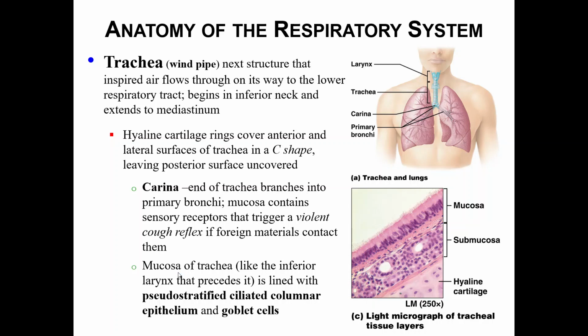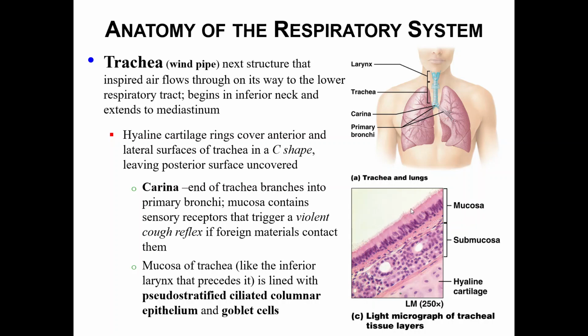Now, the mucosa of the trachea is basically continuous from the inferior larynx. We have pseudostratified ciliated columnar epithelial. We've got a bunch of goblet cells here since this is mucosal tissue. You can see here very clearly the little cilia, and I think those are kind of cool.